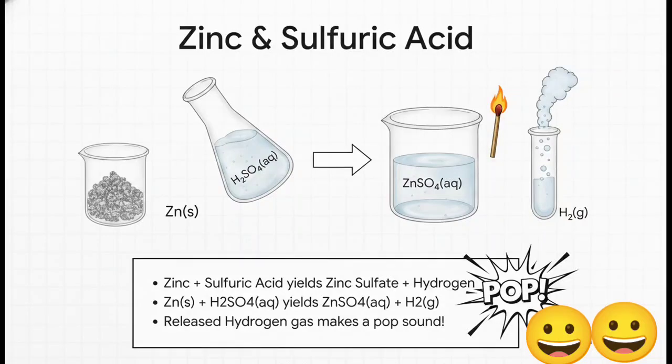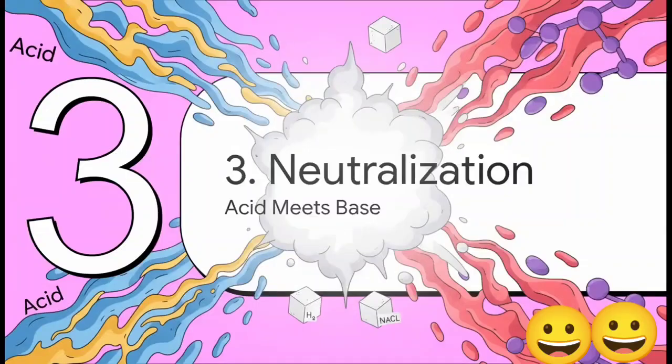Say we take some solid zinc granules, that's our metal, and we drop them into aqueous sulfuric acid. The zinc basically tags in and swaps places with the hydrogen. As you can see, Zn plus H2SO4 yields ZnSO4, which is our salt, zinc sulfate, plus H2, which is our hydrogen gas. And here's a super fun fact. If you manage to capture that released hydrogen gas and bring a flame near it, it literally makes this really sharp, distinct pop sound.